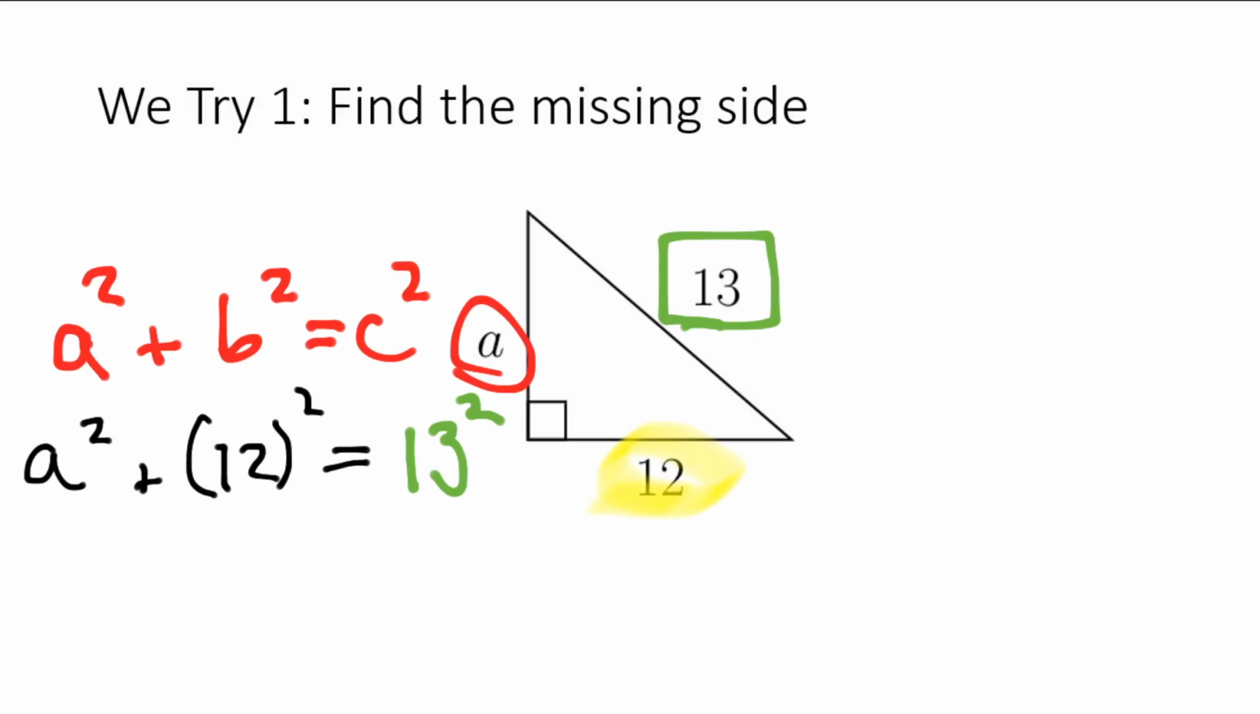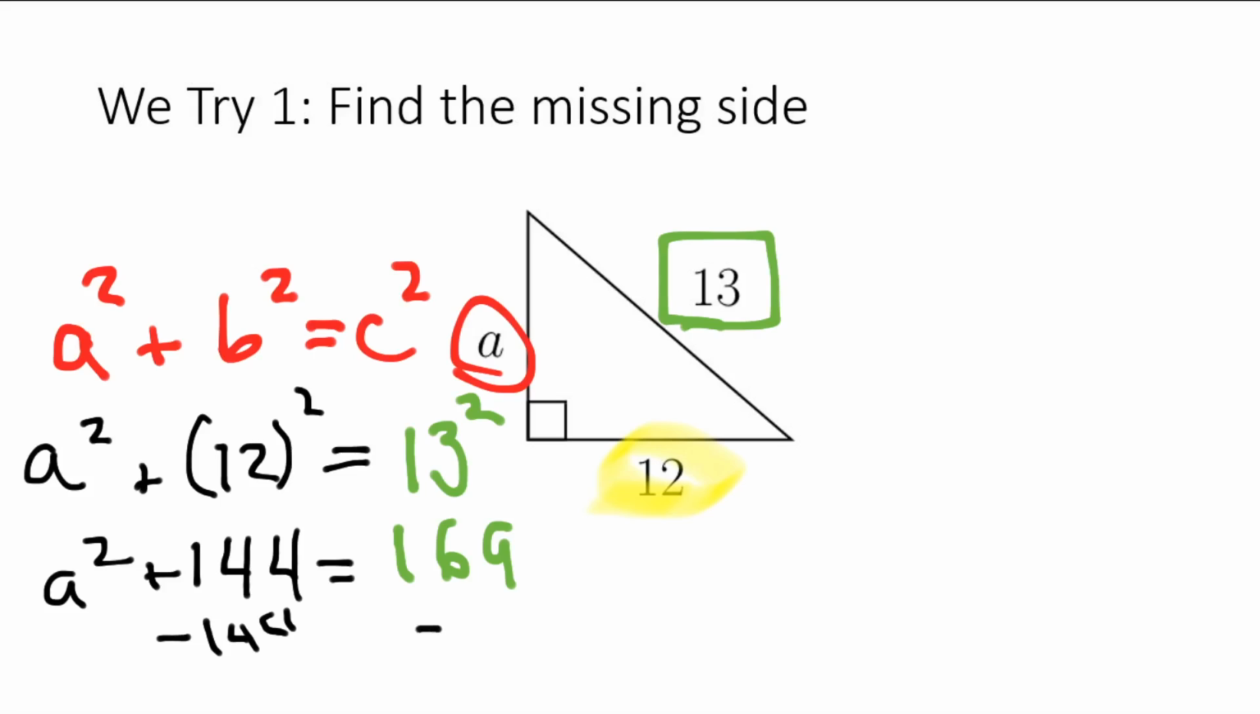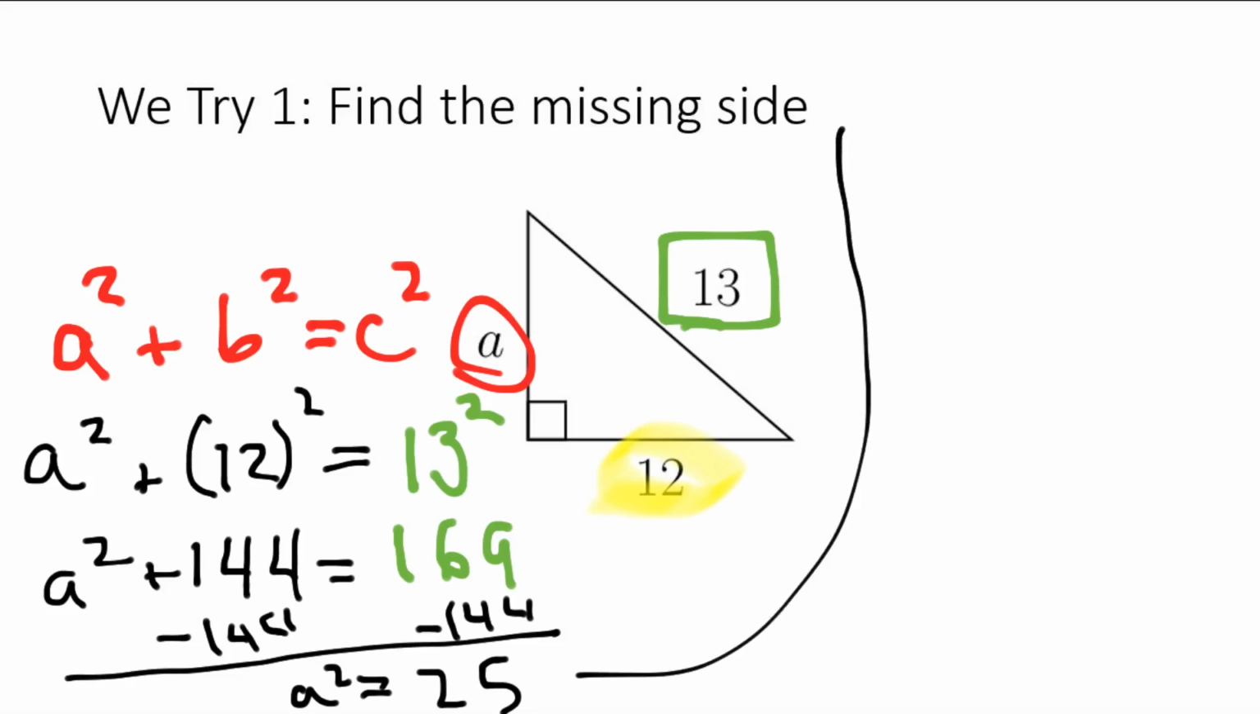So 12 times 12 is 144. 13 times 13 is 169. And I don't know what A squared is, so I'm going to leave it as a squared. Now I'm going to solve for a squared by subtracting 144 from both sides. When I do that, 169 minus 144 is equal to 25. So I have a squared, a times a, is equal to 25.